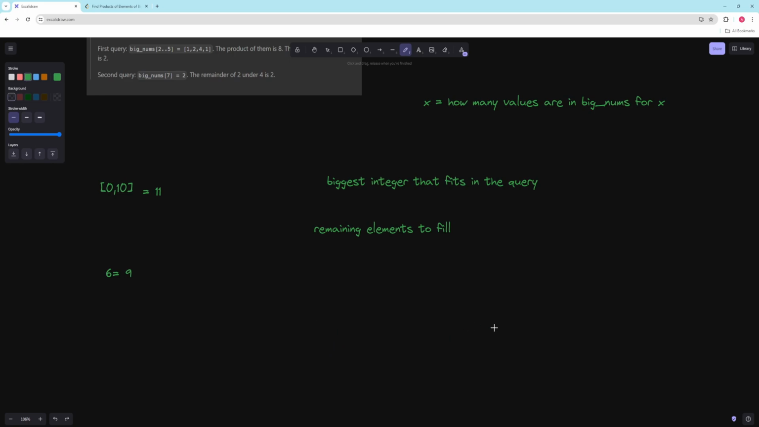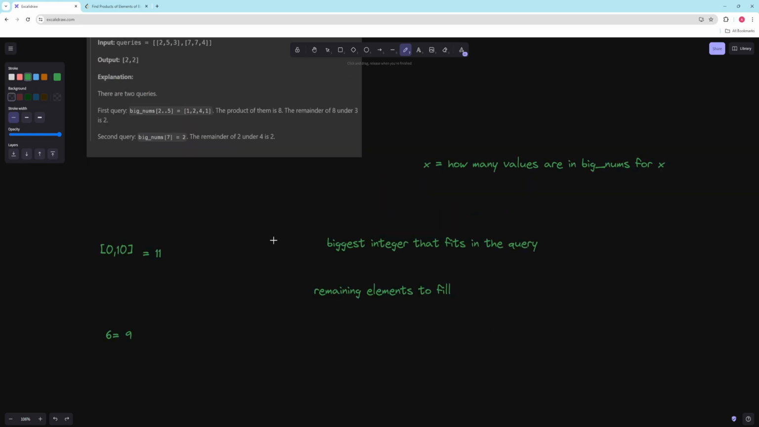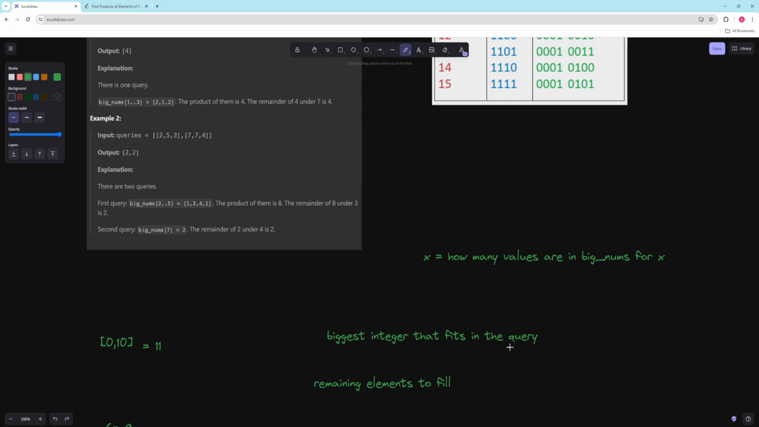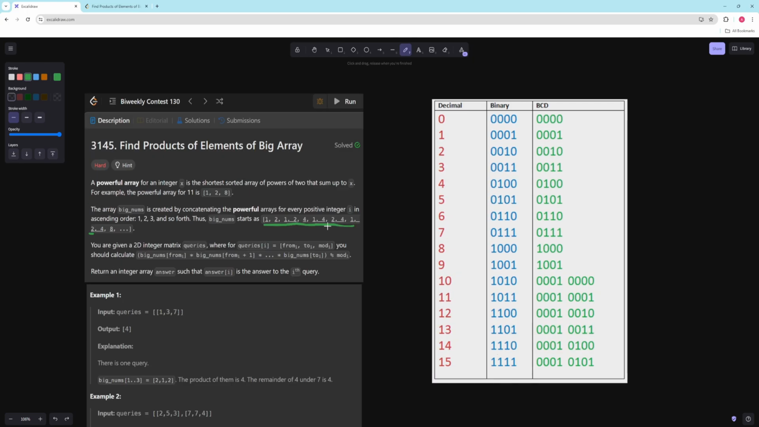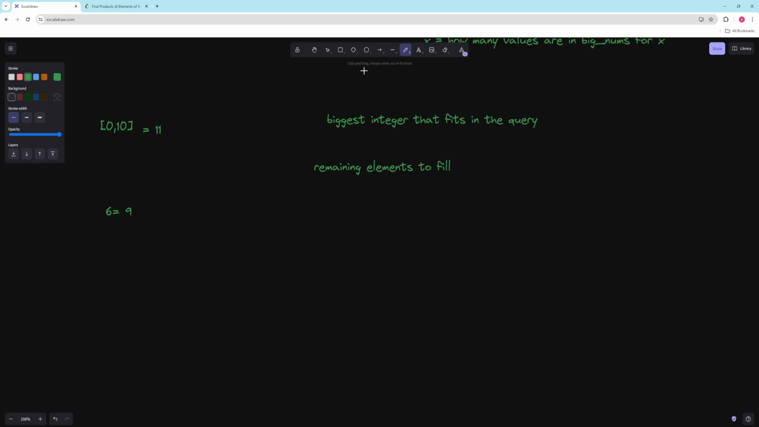So that's the first part you need to solve this problem: given a number, how many slots does it take up, and then you can binary search for the biggest number that fits and the remainder. And that will take care of getting the number. But then you need to figure out how to do the product, right? So if 6 is the biggest number that fits, how do I get the product of 1 to 6, or some range, 1 to whatever number I got?